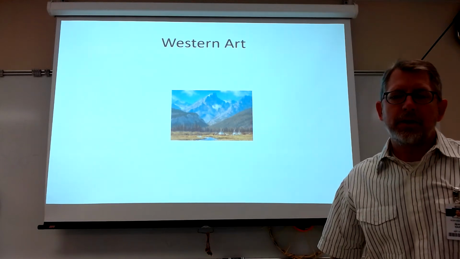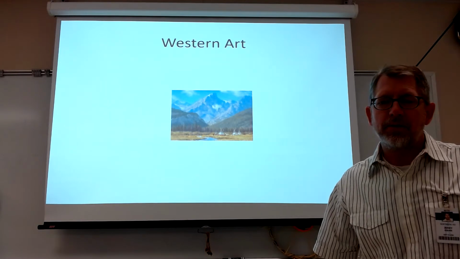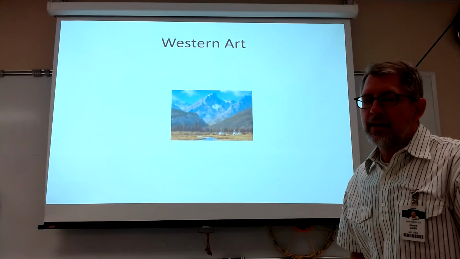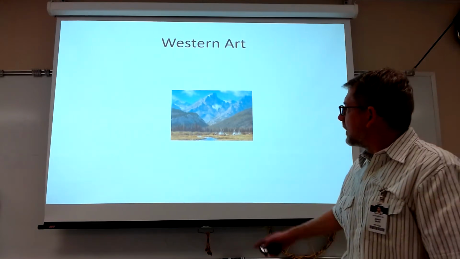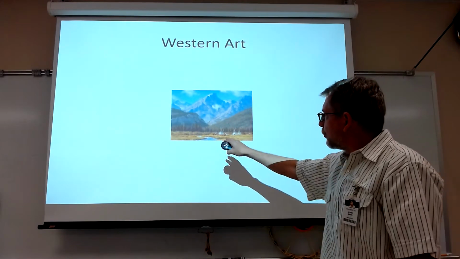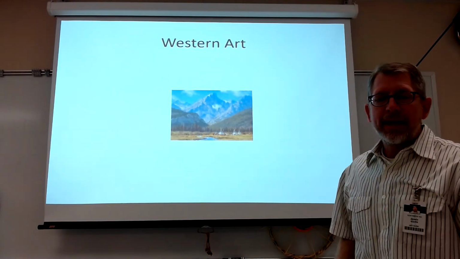Hey boys and girls, today we're going to be looking at some Western art and we're going to be making a Western style art picture. First thing you need to know is that in a lot of Western art pictures they have backgrounds that have mountains, rivers, and we call that a landscape.